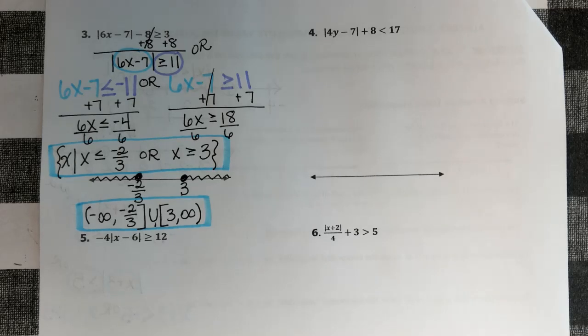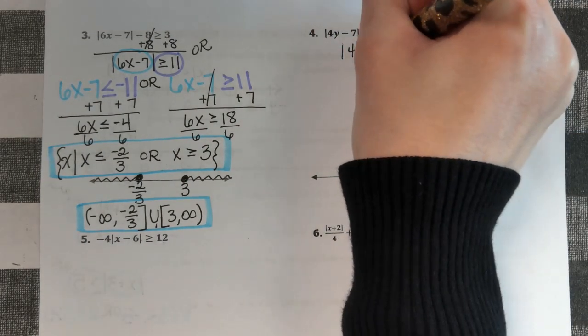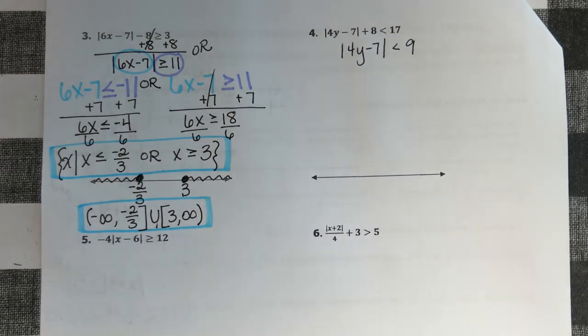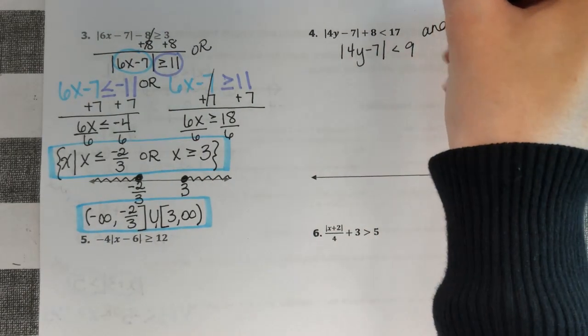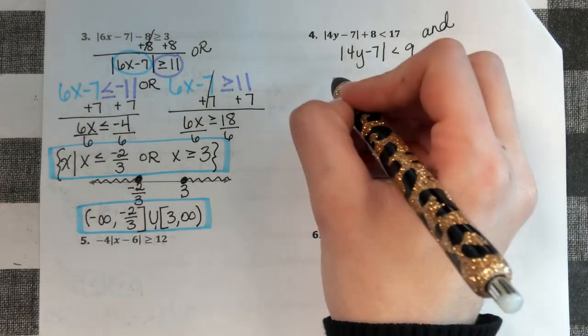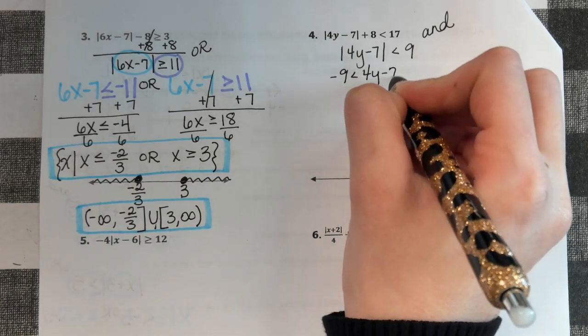Okay, what's your first step? Subtract 8. So you get the absolute value of 4y minus 7 is less than 9. With the less than, it creates an and. Okay, so how do I write that from left to right? Negative 9 less than 4y minus 7 less than 9.